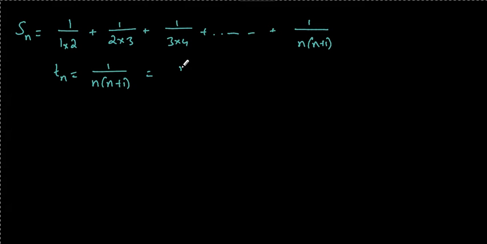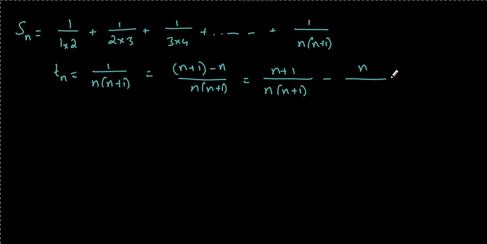I could write this 1 as n plus 1 minus n, and if I split this fraction I get n plus 1 by n into n plus 1 minus n by n into n plus 1. Some factors get cancelled and we get Tn as 1 by n minus 1 by n plus 1. So what we did here is we wrote the numerator as the difference of the denominator factors, so that the splitting into two factors becomes easier.